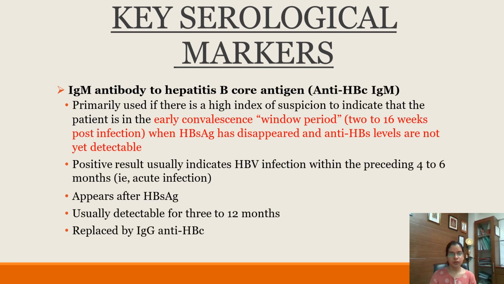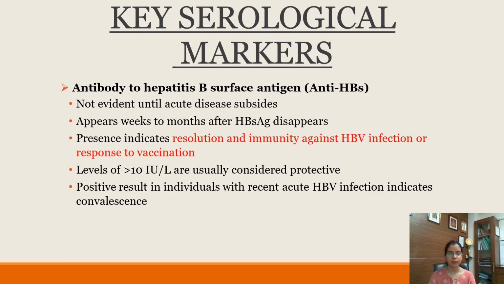Now, IgM antibody to hepatitis B core antigen. It is primarily used if there is a high index of suspicion to indicate that the patient is in early convalescence or the window period. It occurs when HBsAg has disappeared and anti-HBs levels are not yet detectable. So this is called the window period, where we can detect IgM antibody against the hepatitis B core antigen. A positive result usually indicates hepatitis B virus infection within the preceding 4 to 6 months. It appears after HBsAg and is usually detectable for 3 to 12 months, and then it is replaced by IgG anti-HBc.